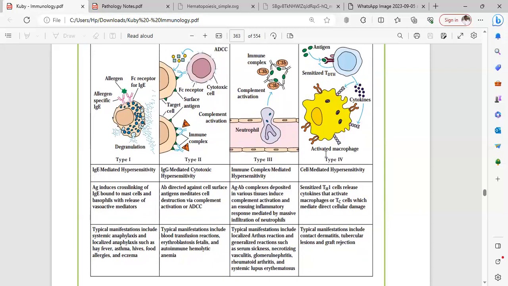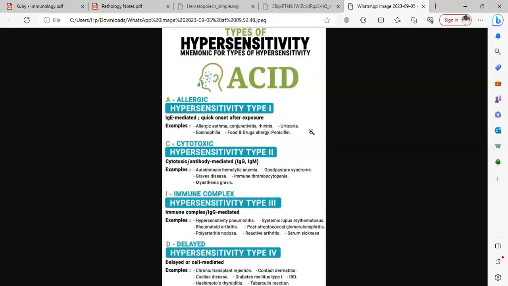Okay, and then type 4, where we have come from, it's a cell-mediated hypersensitivity reaction. We're saying that the sensitized T helper cells release cytokines, which then activate the macrophages, and the macrophages will lead to cellular damage. Examples we said are graft rejection, tuberculosis, contact dermatitis. So I think that will be the end of hypersensitivity reactions. In case of any question, any addition, you're free to chip in. Leting, are you laughing at me?